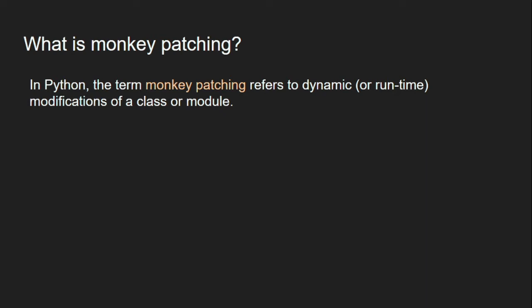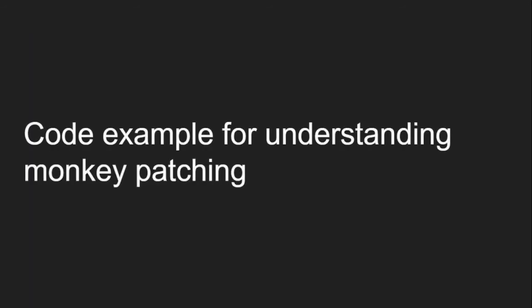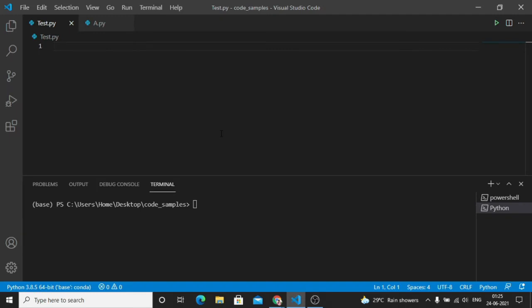But you say runtime modification? Isn't it that at runtime, you cannot do any modification so that the code changes? No, in Python, we can actually change the behavior of code at runtime. Because Python is an interpreted language, we can certainly change the behavior of code at runtime. How, we are going to see in the upcoming section where we show the code example. If all of this sounds cryptic to you, then let's see a code example to better understand what monkey patching is. We will also see it in action.